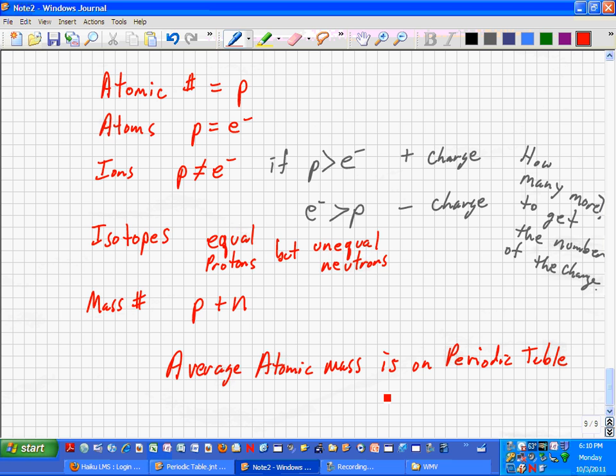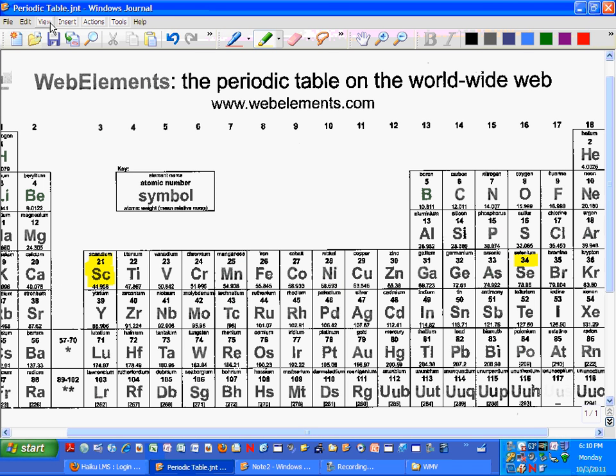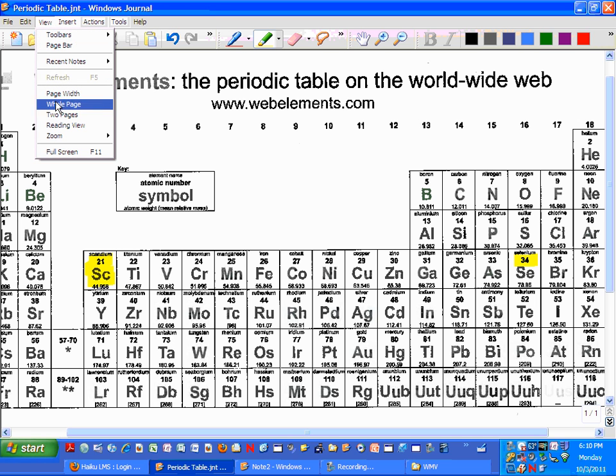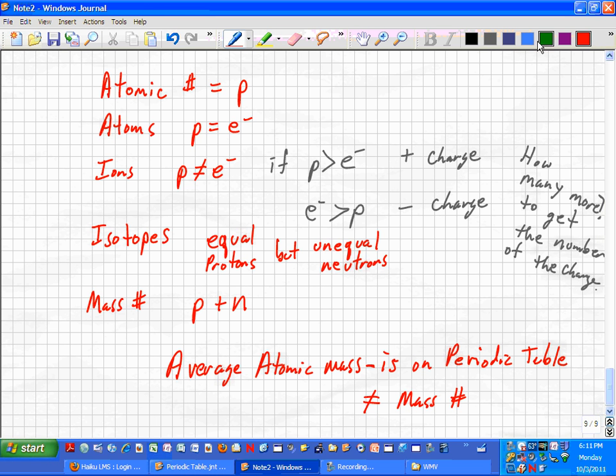And it is not equal to mass number. If you take a look on the periodic table, average atomic mass is typically a decimal. So for something like, let's make this a little bigger, a little easier to see, something like iron is 55.845. That's not the mass number. The mass number is always going to be a whole number. Always a whole number. Because we're talking about adding protons and neutrons.